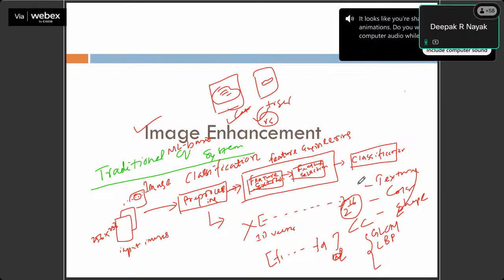And then this particular stage, feature selection, says that there are some features which are irrelevant, which are unimportant, that are present in this feature vector. You can just remove those features. It's very, very important, because we do not know whether all the features we have extracted are important or not.